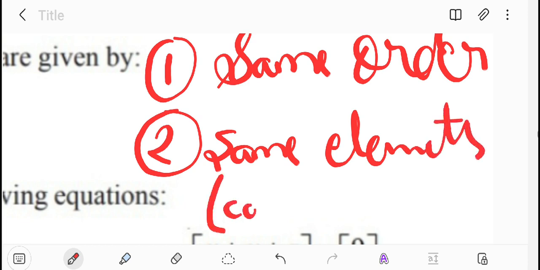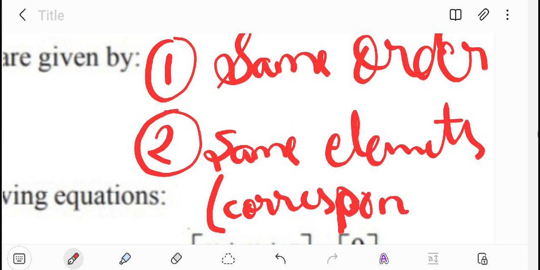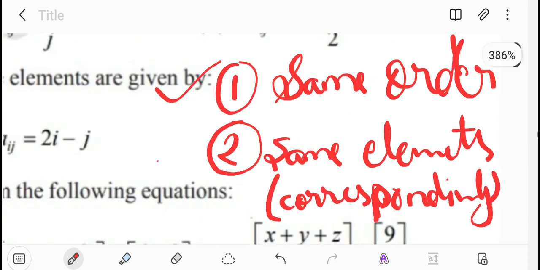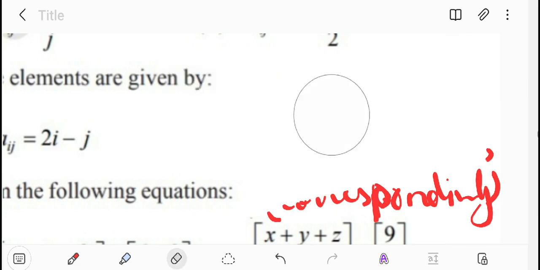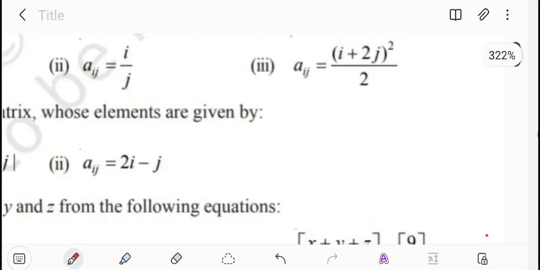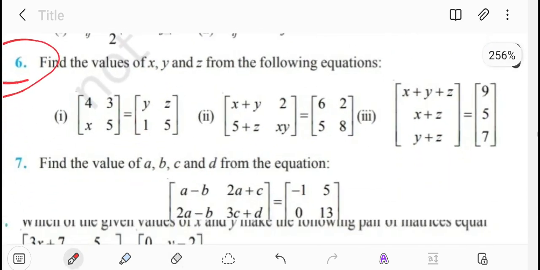And this similarity in the elements will be checked in what way? It should be correspondingly: the elements at corresponding positions should be the same. These are the two conditions. If these two conditions are fulfilled, then we say that our two matrices are equal. Okay, now let's see this question.